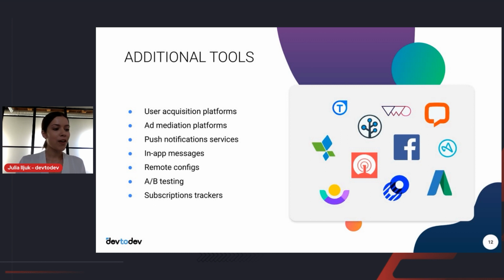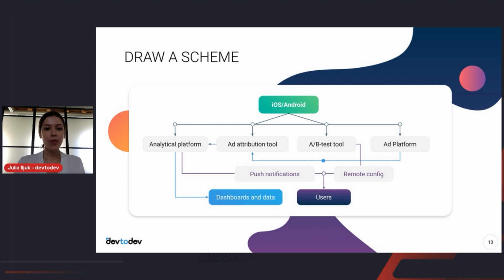Okay, now we're moving on to the last part of the presentation, which is about connecting all your tools into one single ecosystem. So in addition to your product analytics, most probably you're going to use some additional tools. This can be user acquisition platforms, ad mediation platforms, push notifications, in-app messages, services, remote configs, A/B testing tools, subscriptions trackers in case you have subscriptions. And it's very important that they are all connected to each other. So take a paper and literally draw the scheme of how all these tools are going to connect to each other and what information they can send to each other.